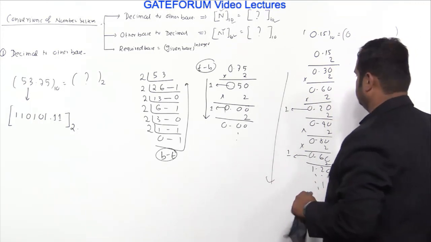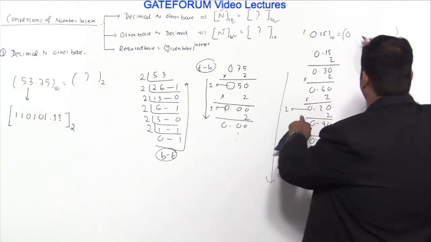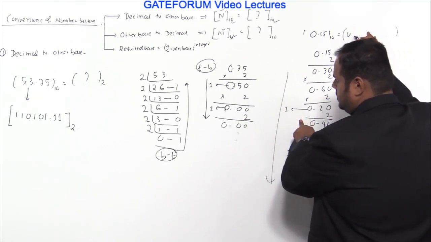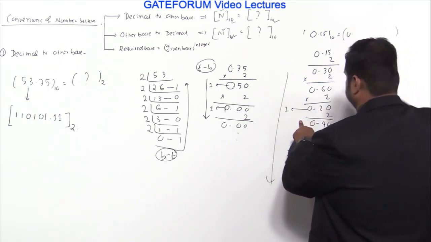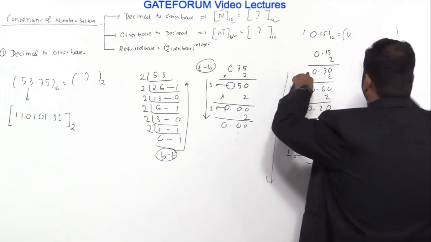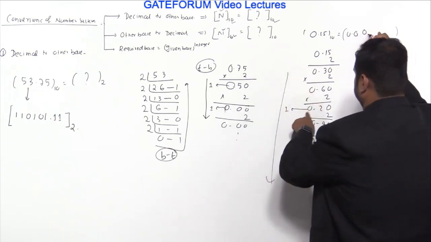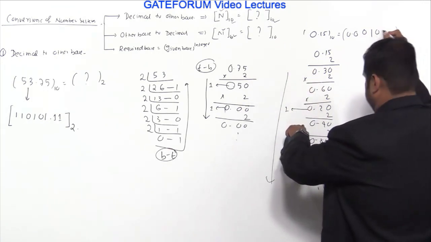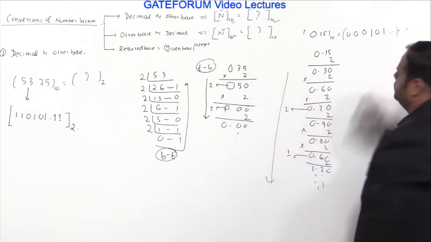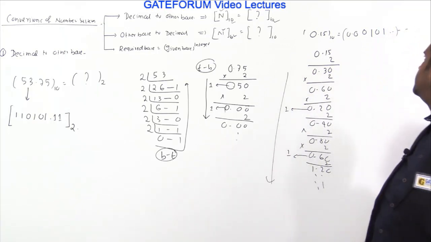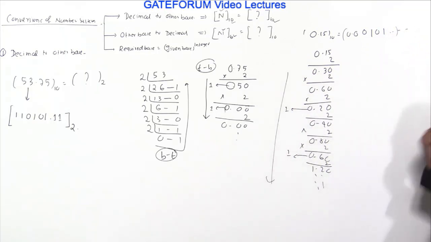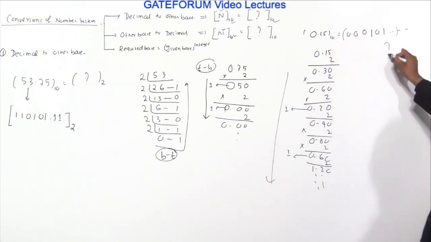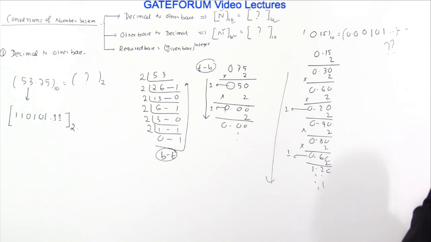So what do you get? You get 0, 0, so 0 point, 0 point, so here this is 0, 0, 1, 0, 0, 1, 0, 1, and so on and so forth. So if I ask you what is the exact binary equivalent of this decimal number, that is a question mark. We can't tell what the corresponding answer is.